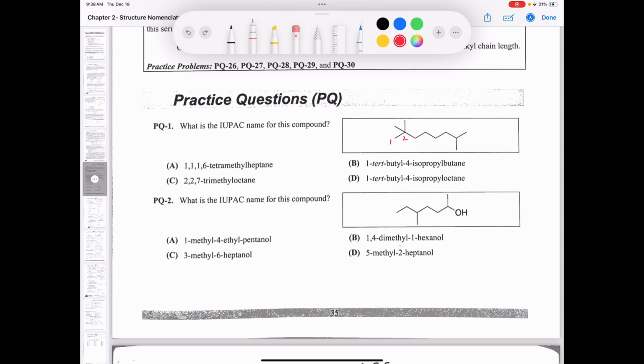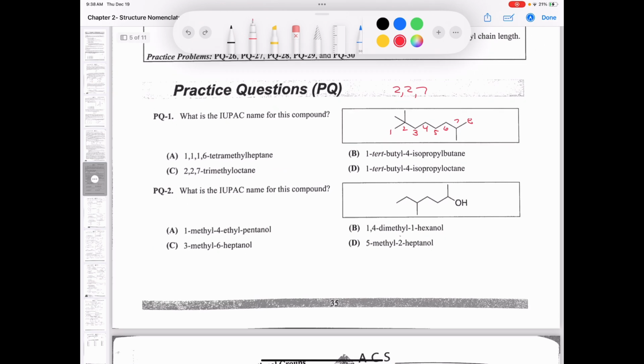So if I put all the numbers on the longest chain, 1, 2, 3, 4, 5, 6, 7, 8, you can see here I have 2, 2, 7, whereas if I went the other way, if I started on this side, I would have 2, 7, 7, okay? And so the 2, 2, 7 is going to beat out a 2, 7, 7, and so we're going to look for 2,2,7-trimethyloctane, and so the answer is going to be C.